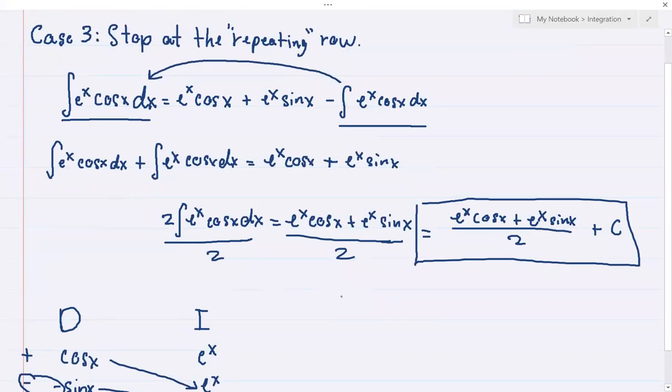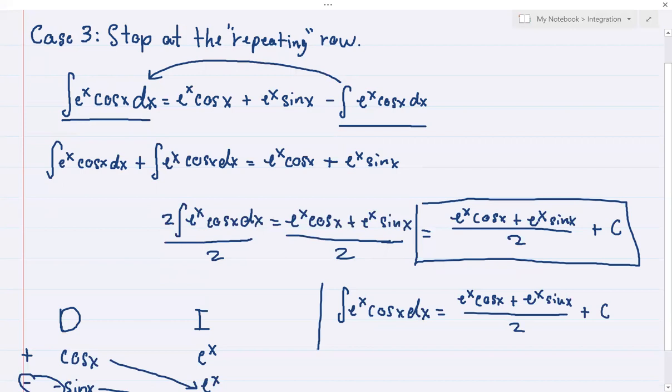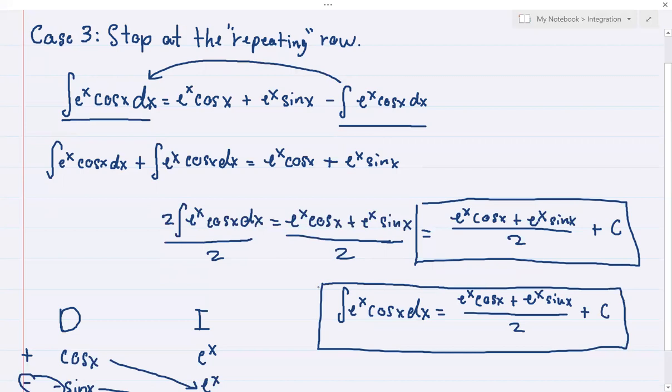Okay. So let me rewrite it here. We have the integral of e raised to x times cosine x dx is equal to e raised to x cosine x plus e raised to x sine x all over 2 plus c. So that is your final answer. So you see, basically that's it. That's your third case.